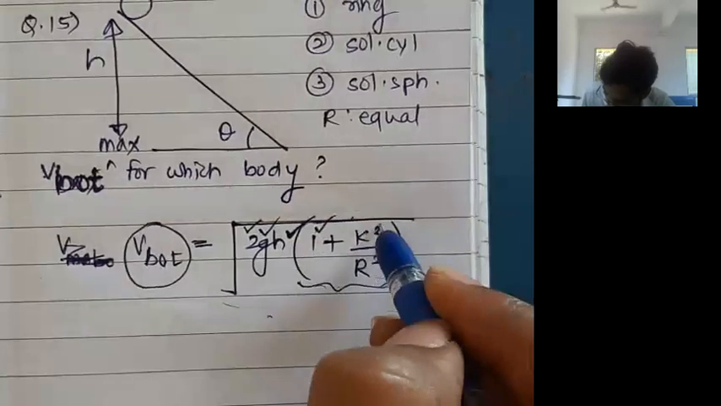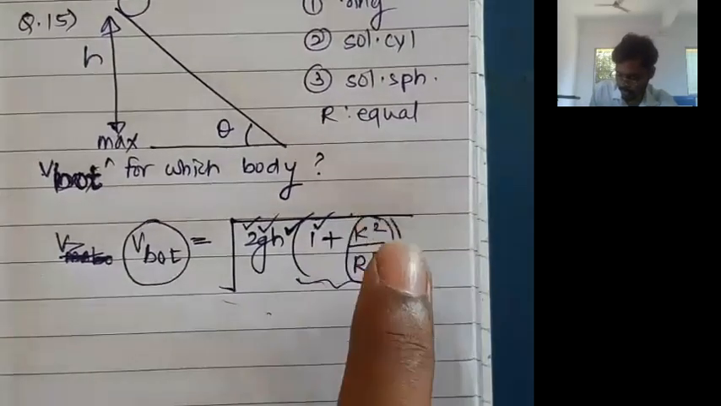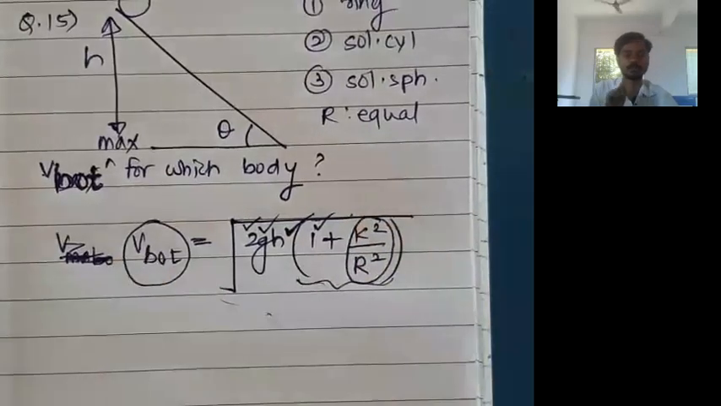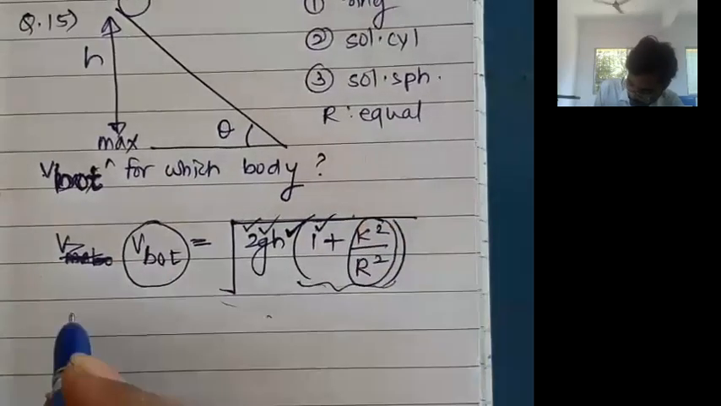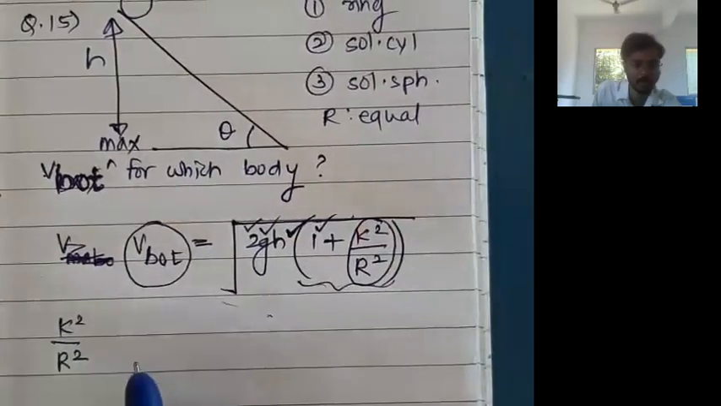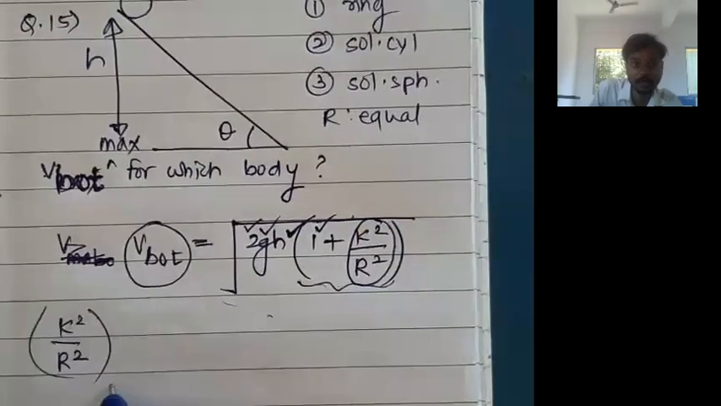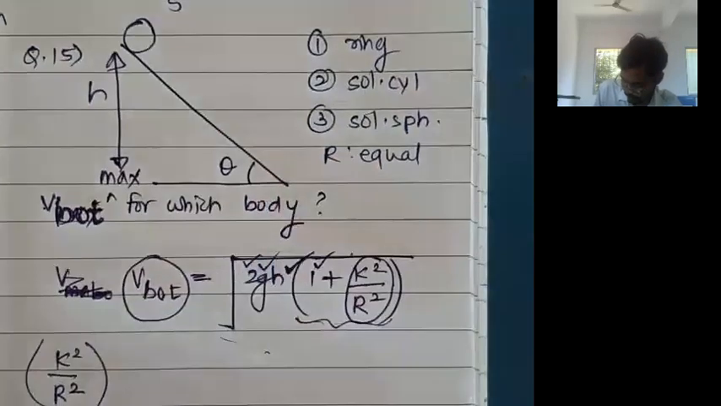So if k square upon r square is maximum, ज्याचा k square upon r square जास्त असेल त्याची velocity at the bottom जास्त असेल. So काय करायचं? k square upon r square च्या व्हॅल्यूज लिहायच्या. ओके, k square upon r square for ring किती असेल?